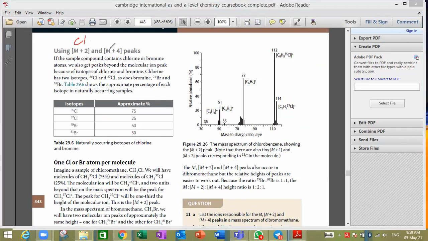So we have the molecular ion peak that shows us the molecular mass of the compound. We have seen that we have an M plus 1 peak from which we can calculate the number of carbon atoms in the molecule. But at other times, we have an M plus 2 peak. This means that we have a chlorine atom in our molecule. And if we have an M plus 4 peak, this means that we have 2 chlorine atoms in our molecule.